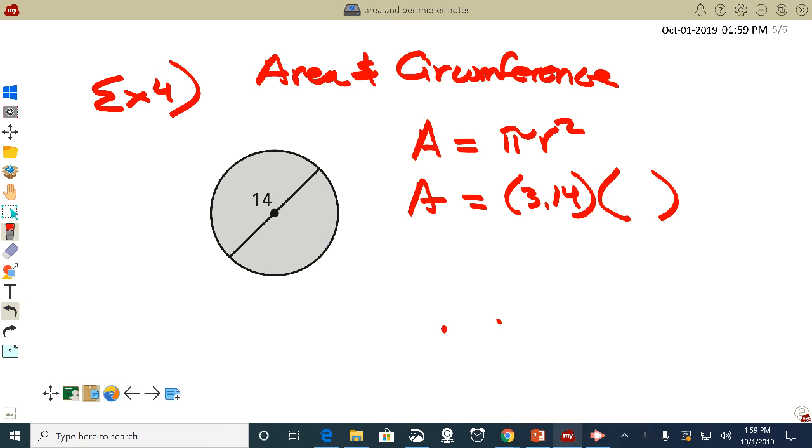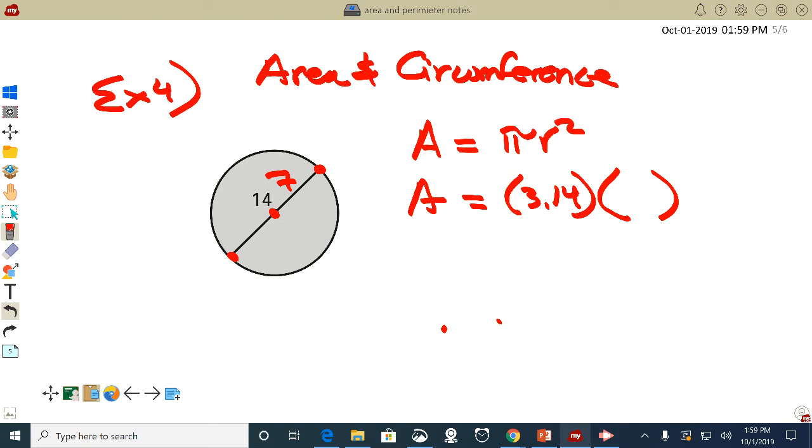Watch this. Radius. Notice radius is going to be half of 14. 14 is a diameter. So you know this is the diameter because the number is over the middle here. Whenever it's over the middle, it's referring from here to here. The radius then is half of 14, which is going to be 7. The diameter would be 14.